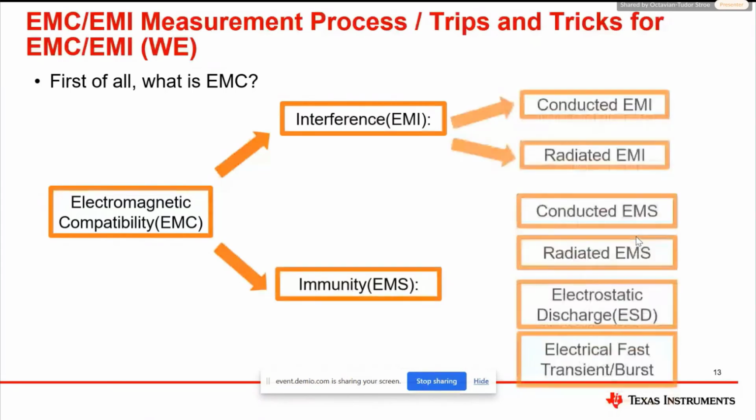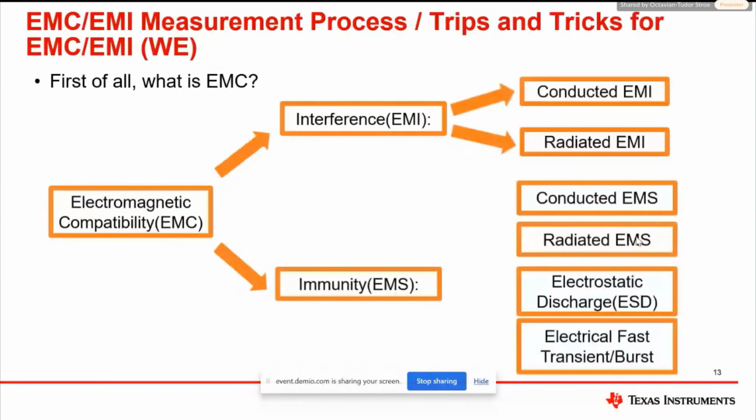Then, of course, we branch out and we have conducted and radiated interference that we test in the EMI. And for the EMS, the susceptibility section, we also have conducted and radiated susceptibility, but we also perform additional tests like electrostatic discharge, fast transients, and bursts.